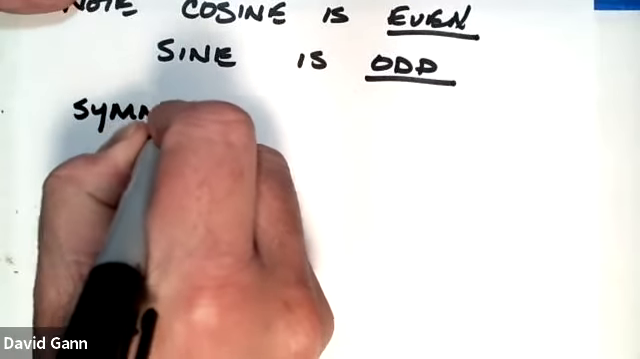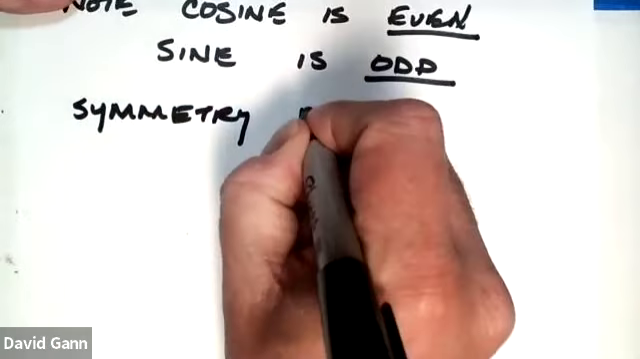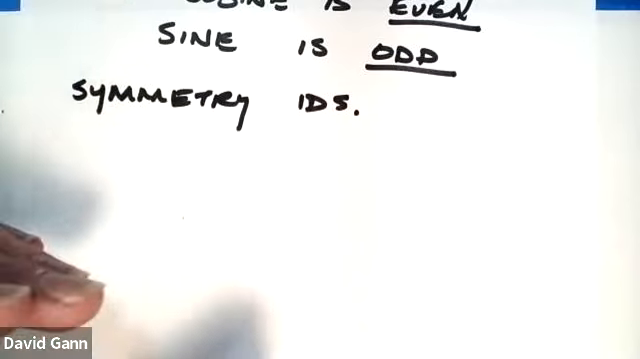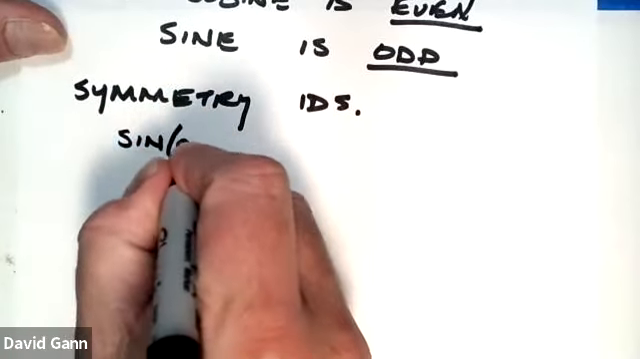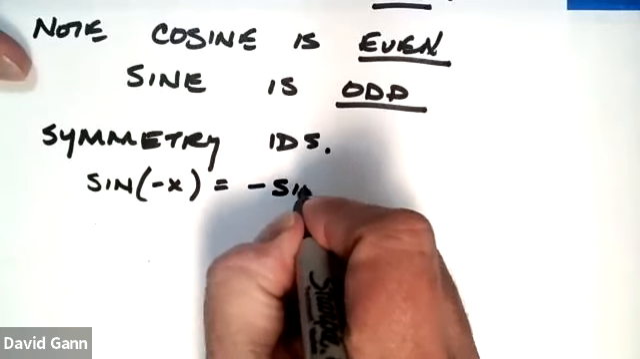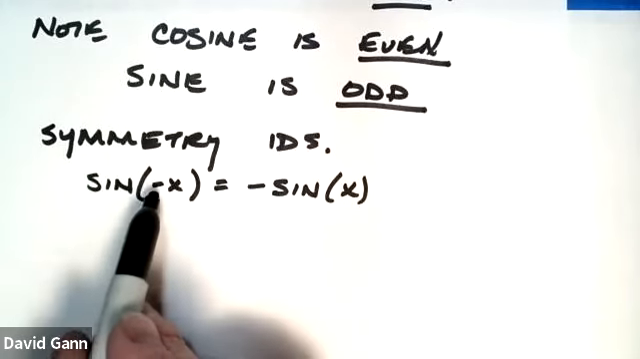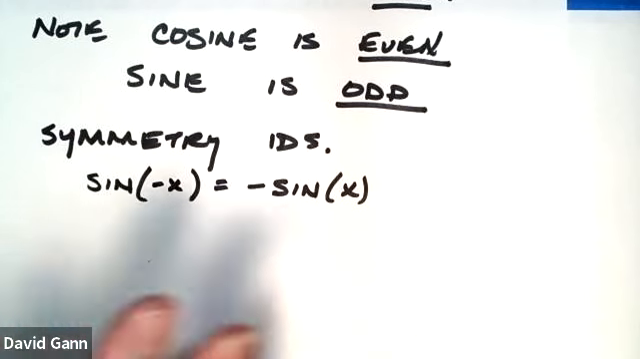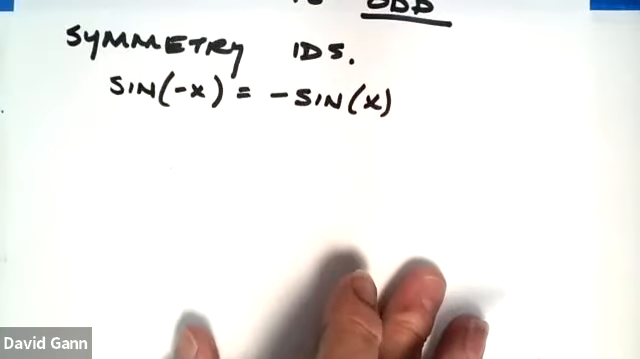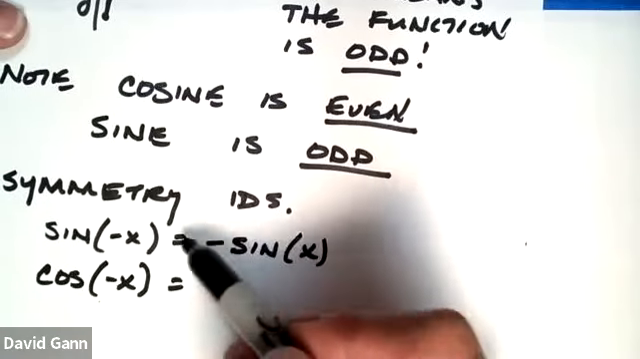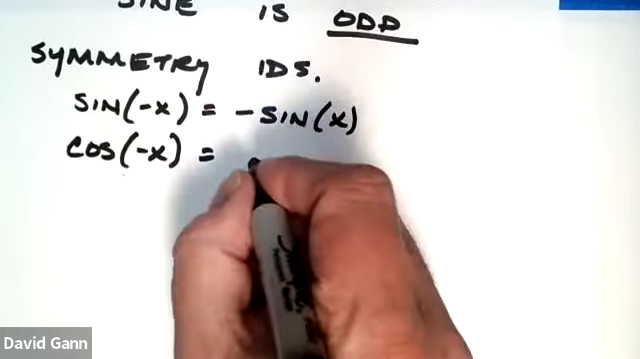So symmetry IDs. Let's start with sine. Well, all of them involve the trig function of a negative argument. So sine of negative x, because it's odd, will be equal to negative sine of x. And this is where I was talking about trying to get rid of negative values. You can do this by just throwing them out: either they disappear or they come outside of the argument. Cosine of negative x. Well, since cosine is even, the sign on the argument simply disappears.